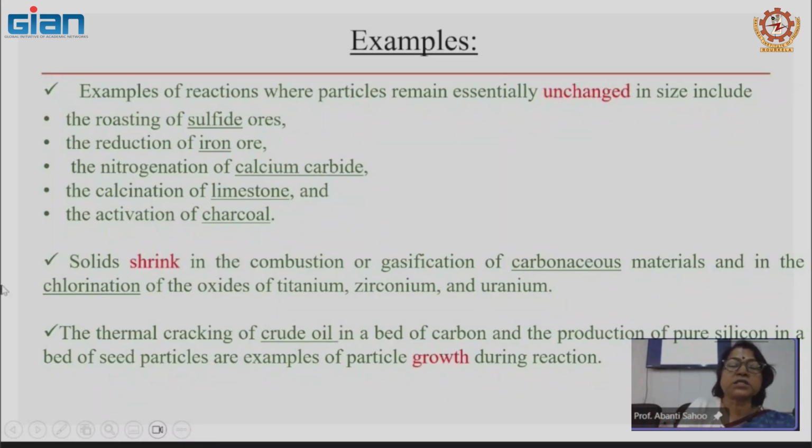So, their size reduction takes place, that is, solids shrink. Examples of growth are thermal cracking of crude oil, where the molecule size also increases, and the production of pure silicon in a bed of carbon, which are examples of particle growth during the reactions. So, any of these three situations will arise during the reactions.